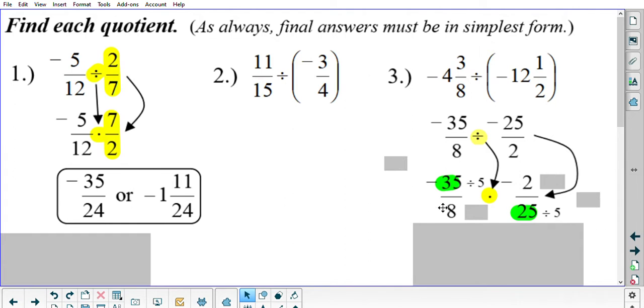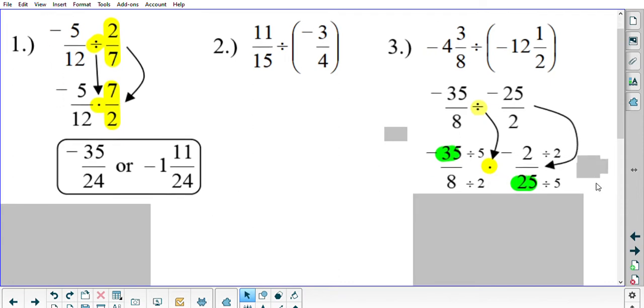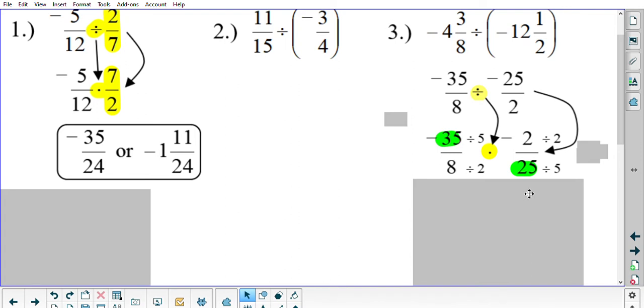What about the 2 and the 8? Could we reduce both of them by something? Yes, we could. They're both divisible by 2. This will end up making the multiplication much easier. So 35 divided by 5 is 7. 8 divided by 2 is 4. 2 divided by 2 is 1. 25 divided by 5 is 5. Still have multiplication in between.